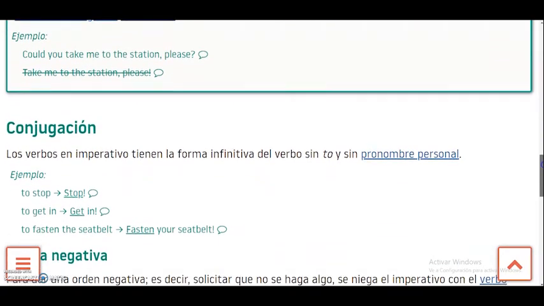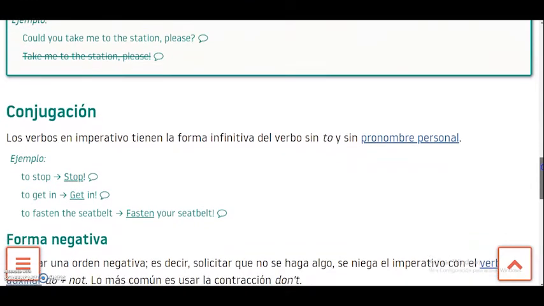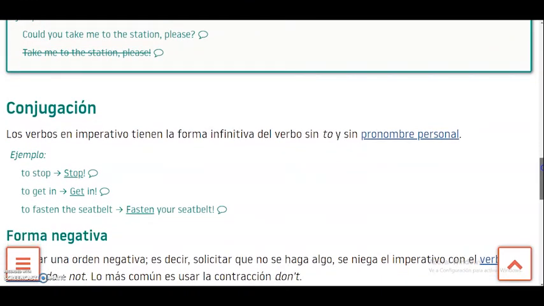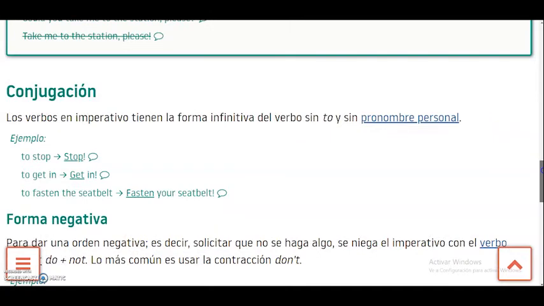Los verbos en imperativo tienen la forma infinitiva del verbo sin "to" y sin pronombre personal. Eso es lo que quiero que vean. To stop, stop. Get in, suba. To fasten the seat belt, fasten your seat belt. ¿Ven? ¿Ok?